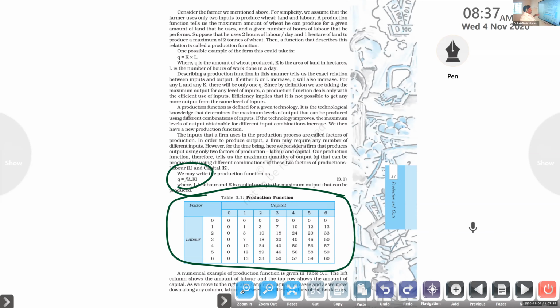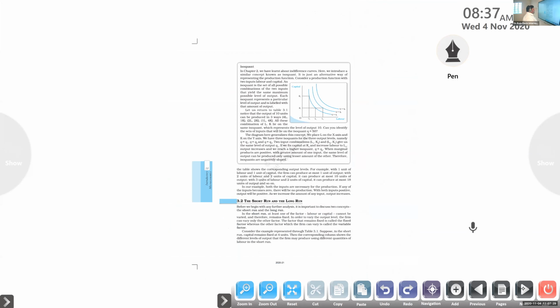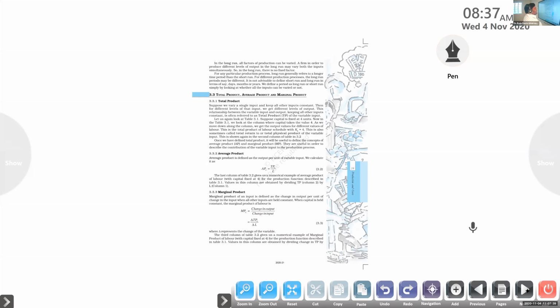Q is equal to a function of labor and capital, or any other two inputs. Here it is labor and capital, so Q is equal to F of L and K. So we are moving forward. We discussed the idea of isoquant and short-run production and long-run production, fixed input and variable input. We will discuss that too.